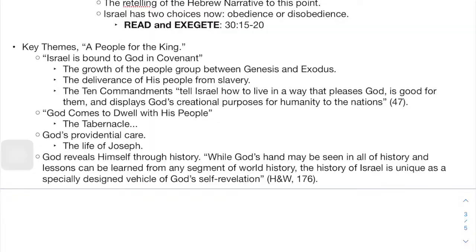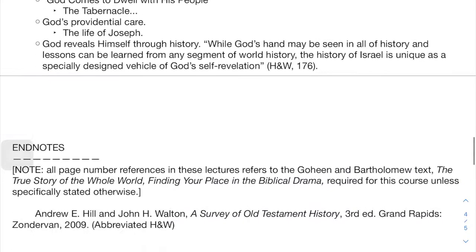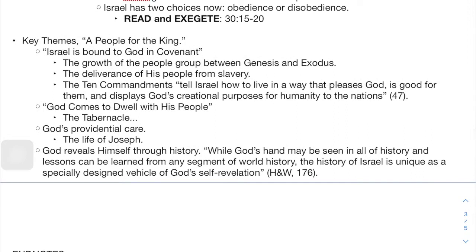I do like the name of this scene 1, A People for the King. And that really is a big theme that ties us together here. In this section of the biblical text, we see God bringing and shaping his people, calling them out from slavery and from self-destruction, and bringing them to life and prosperity. And so we see the growth of the people group between Genesis and Exodus. We see the deliverance of his people from slavery. We see the Ten Commandments.